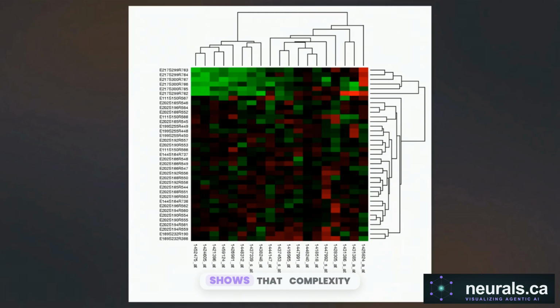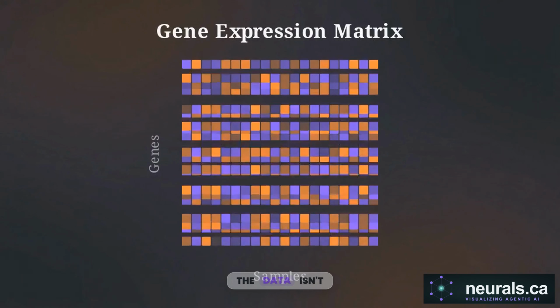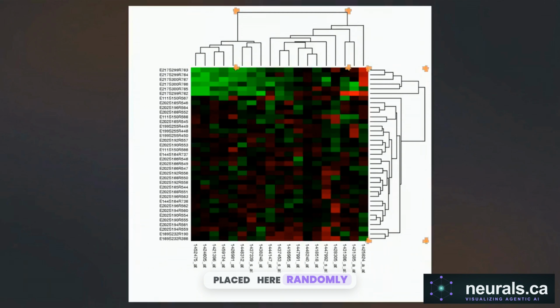This heat map shows that complexity in action. The dense blocks of red and green squares in the central grid represent distinct levels of gene expression across different samples. And the data isn't placed here randomly. Notice the dendrograms lining the top and right axes. These branching structures dictate the exact order of the rows and columns, grouping co-expressed genes into clear visual blocks.